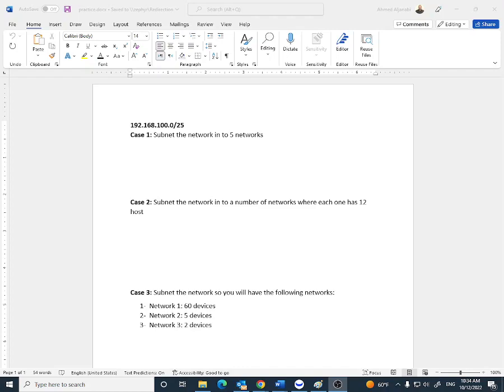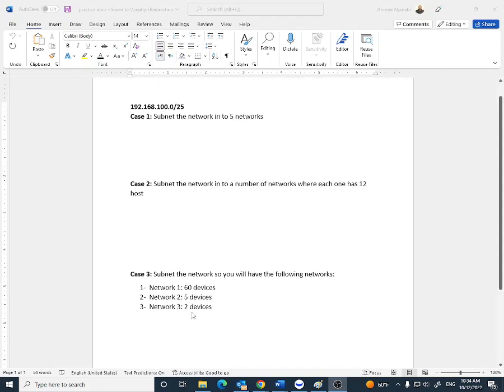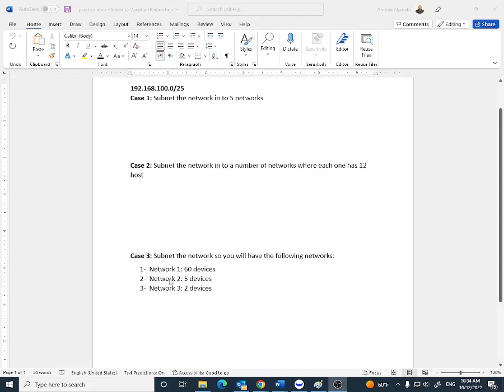Now, we said we have basically three scenarios that we're going to be covering. The first scenario is when you are given the IP address and you're asked to break it down into a number of networks. In this case, we have 5. Case number 2, when you are asked to break down this IP address network into subnets without telling you how many networks, but it tells you how many hosts each network should have. And then finally, we have the third case where we have multiple networks and each network will have a different number of hosts. So for example, we need to subnet this original IP address into 3 networks, and the first network will contain 60 devices, the other one will be 5, and the third one will be 2.